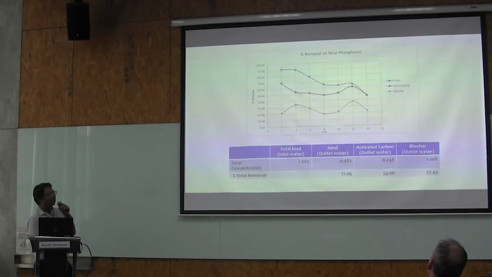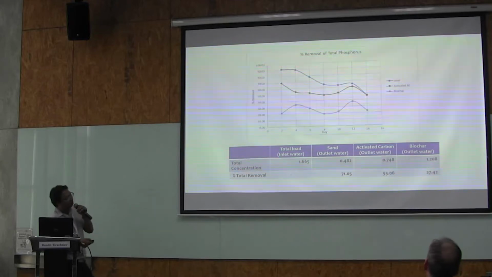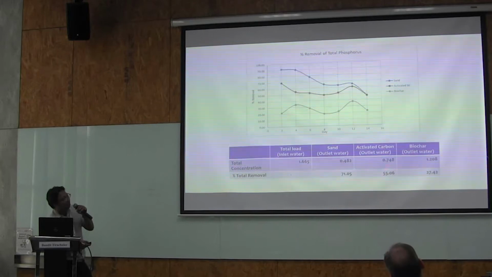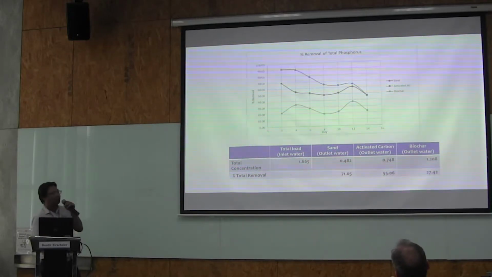And for the total phosphorus removal, they show the highest was only sand, and the activated carbon and biochar treatments are lower than that. Previous studies have shown the same result, that maybe activated carbon and biochar released the total phosphorus. The results show the best condition was the sand treatment.